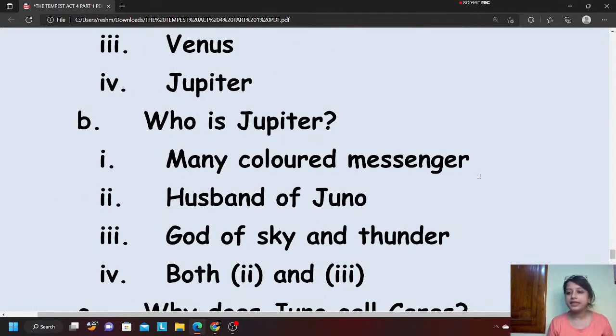Jupiter, what are the options? Many colored messenger, husband of Juno, god of sky and thunder, both 2 and 3. Gaurav Kumar has written husband of Juno. Mohammed Faraz is saying, okay ma'am. Others? Arnesh is saying option number 4, which is both 2 and 3. Any other answer? Think and say, don't hurry. Vishal is saying husband of Juno. Husband of Juno according to Mohammed Faraz.